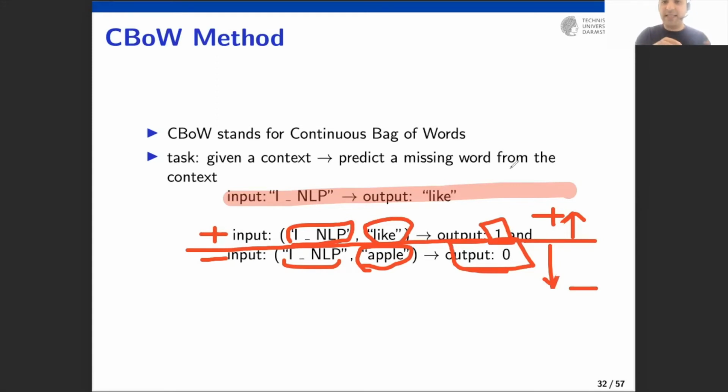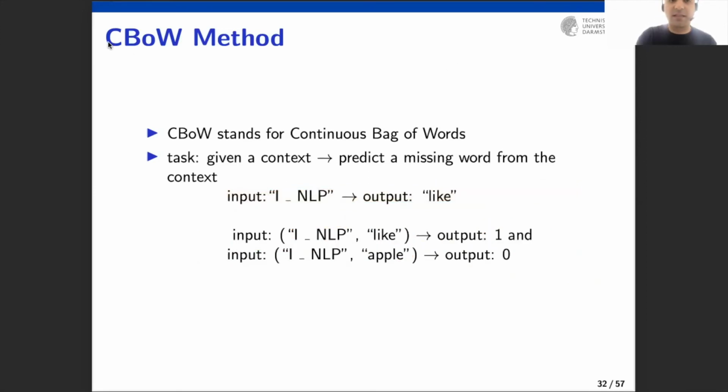So we can easily map the task of distributional hypothesis modeling to a machine learning task: we are given a context and we want to predict the missing word from the context. So here you see the main difference between the CBOW method and the co-occurrence matrices.